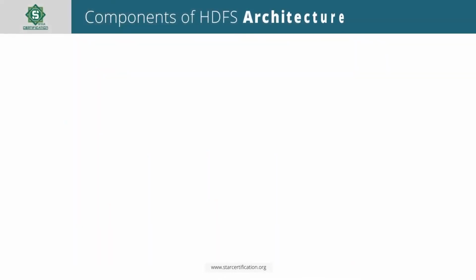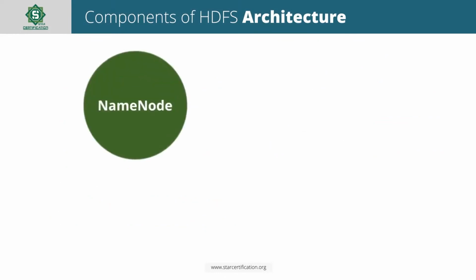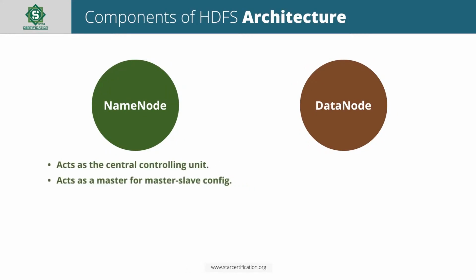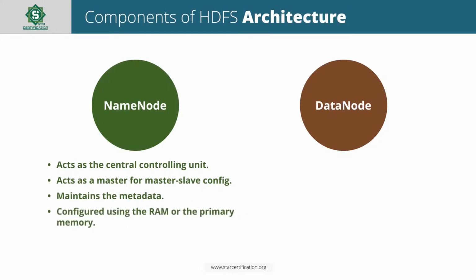Components of HDFS architecture. Name node and data node. There are two main components of HDFS. The differences between them: name node acts as the central controlling unit, acts as a master for master-slave configuration, maintains the metadata, configured using the RAM or the primary memory. Its failure can be disastrous.